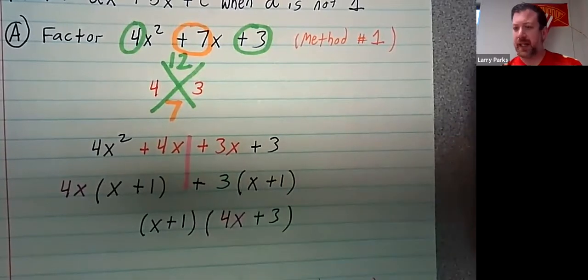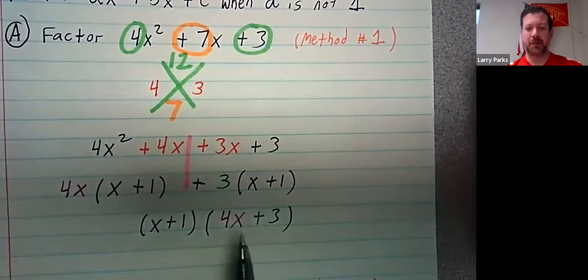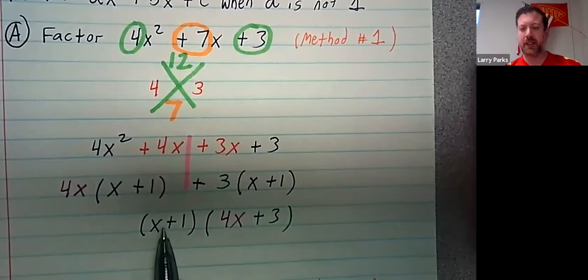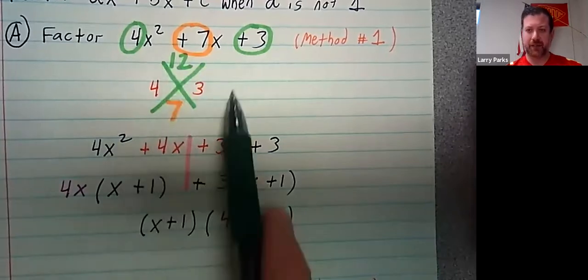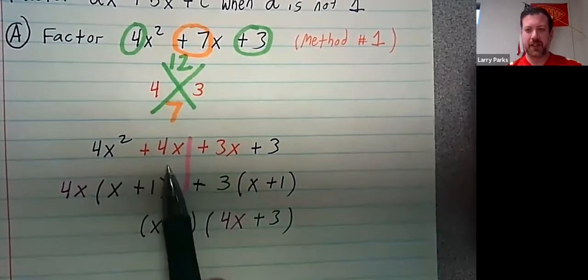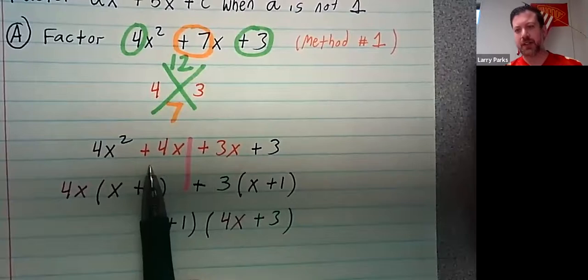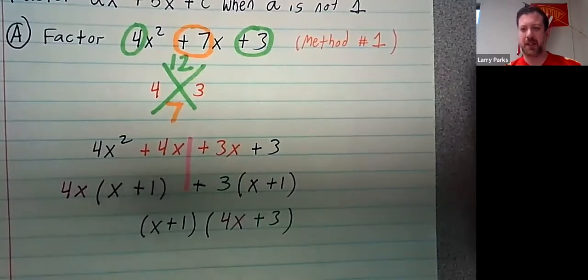So notice when a is not 1, it just takes a couple more steps. Now, I found an easier method to get the same result. Remember, the order of this does not matter. If you put 4x plus 3 and then x plus 1, it is the same factors. The way I'm about to show you actually starts off at the very first step, but from there, instead of factoring by grouping, there's a different method. I don't even remember what it's called, but it has something to do with sliding.